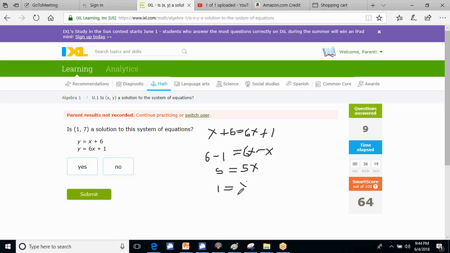Okay. So if we plug x into the equation, y is equal to x, which is 1, plus 6, is 7. So this is correct, right? Yes, so it is correct. We satisfy that.